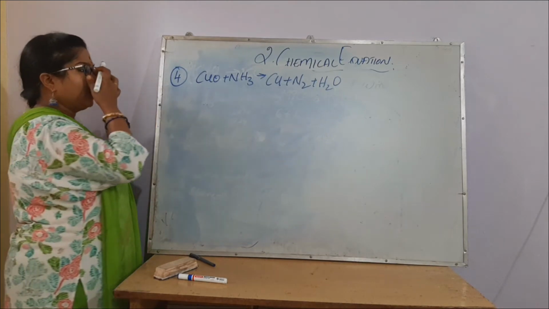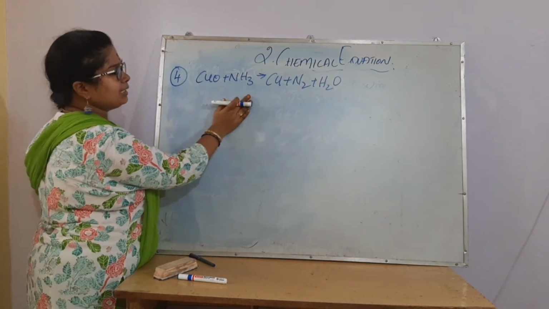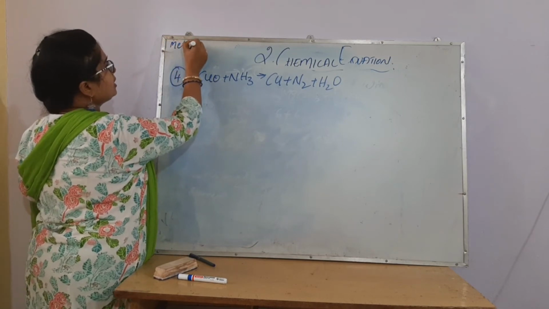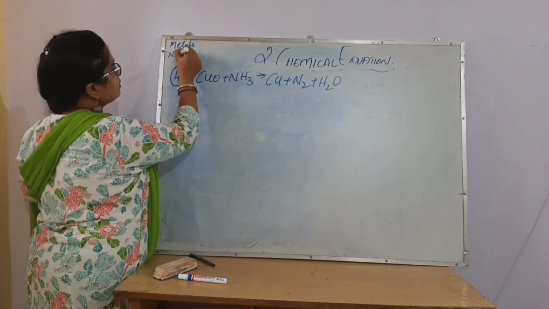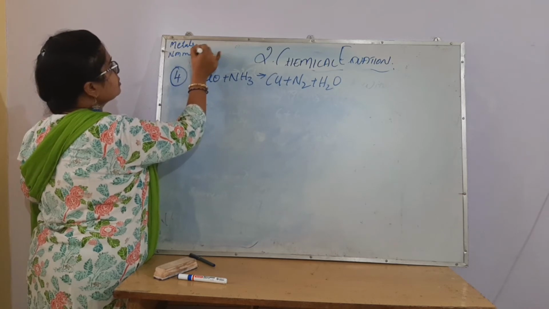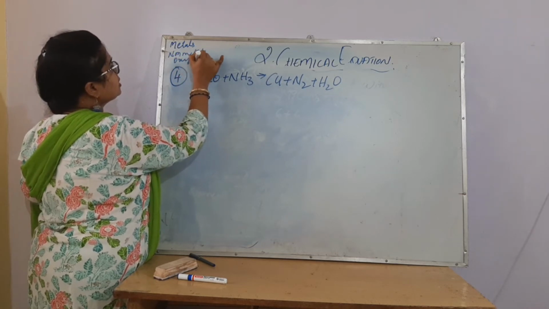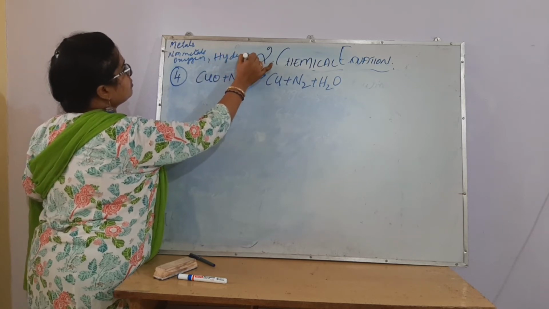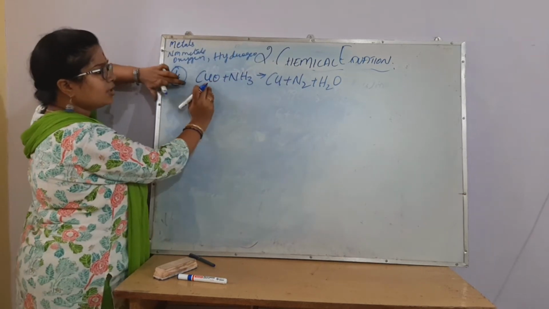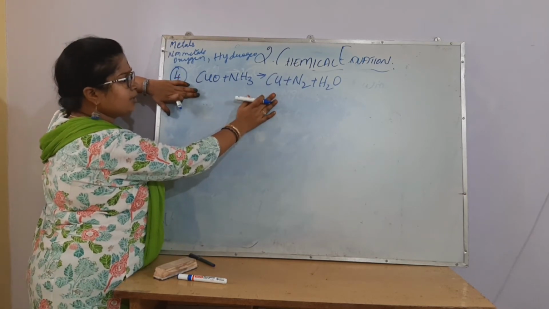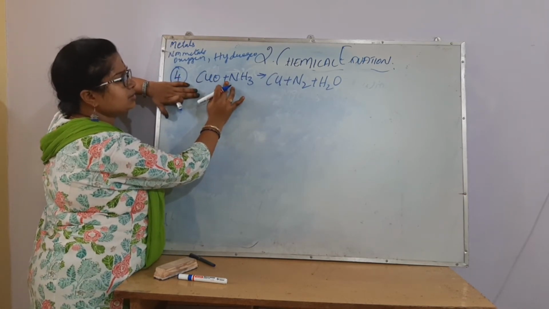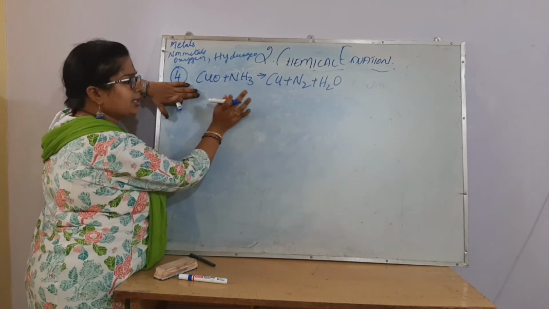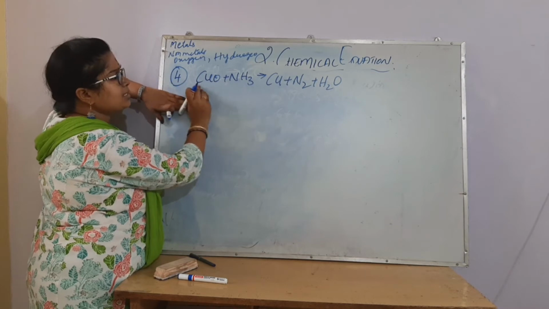Metals, non-metals, oxygen, hydrogen. This is the method you need to follow. Metals, yes, there: copper, copper. Non-metals, yes: nitrogen there, oxygen there. Hydrogen there. Now, let me see.